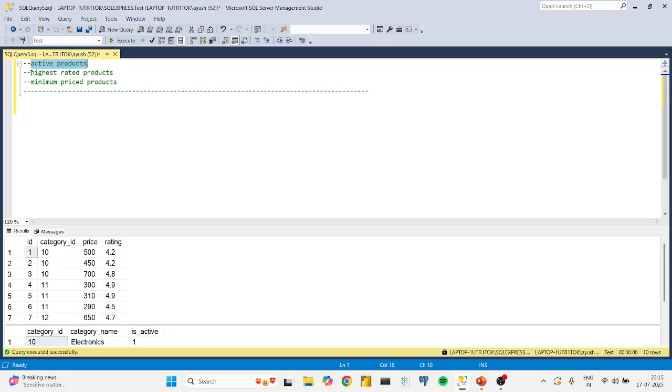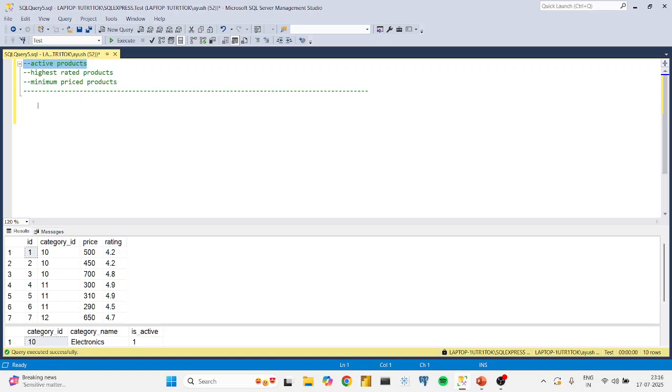We can solve it either by common table expressions, creating three CTEs, or we can create three temporary tables. If you're working on SQL Server, you must be familiar with temporary tables. If you're working on Oracle or MySQL, you can go ahead and solve this using common table expressions. I am going to solve it here with temporary tables. You can just recreate this with CTEs. So let's first focus on the active products, right?